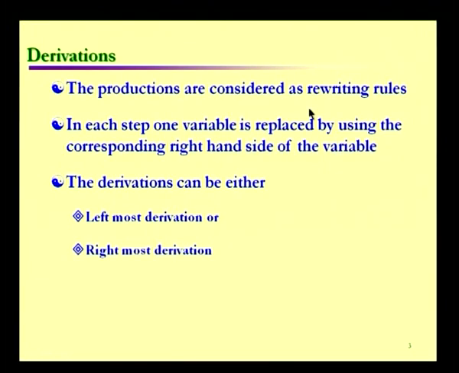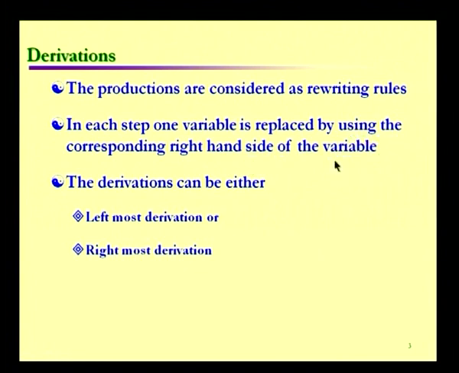If it is terminals alone, then we must stop there, because there is no further expansion of the sentence. But if you have a combination of non-terminals and terminals, then every non-terminal must be expanded by using the appropriate right hand side of the rule, so that we are able to find the exact yield of the parse tree, or the exact string to be derived. That is the reason we introduce the concept of derivation into the parsing process. We call the productions rewriting rules, and in each step one variable is replaced by the corresponding right hand side of the variable.